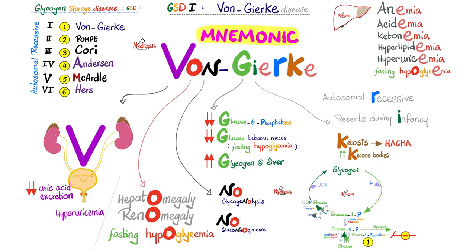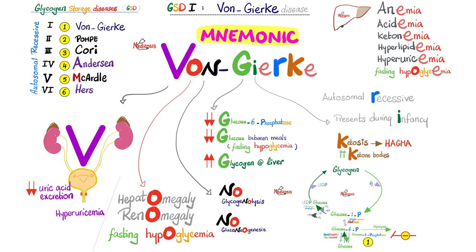What's the O? Hepatomegaly and renomegaly, or you can say hepatorenomegaly. And don't forget fasting hypoglycemia. Why? Because I cannot utilize my glycogen. I cannot break down my glycogen during fasting, so I cannot convert the glycogen into glucose between meals. Fasting hypoglycemia. Why is that?